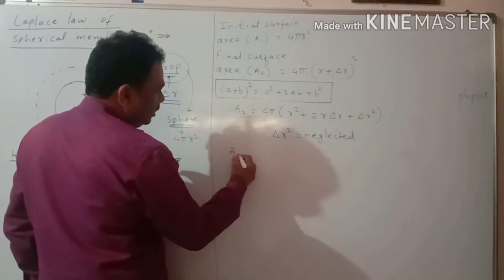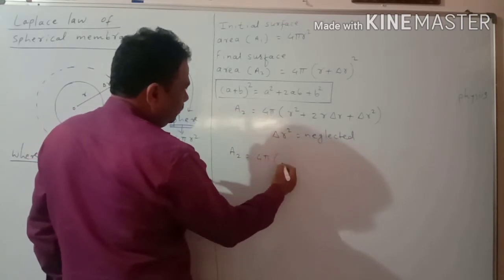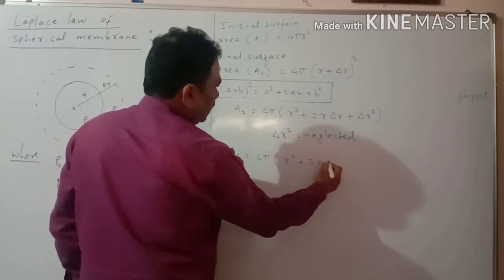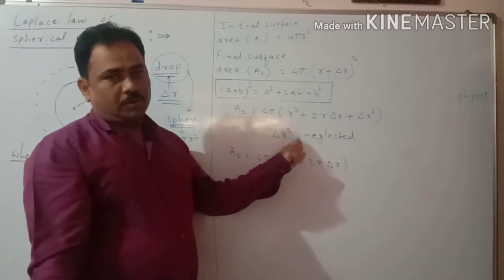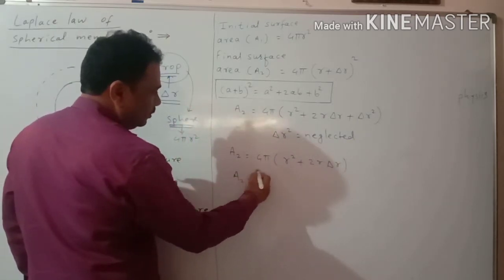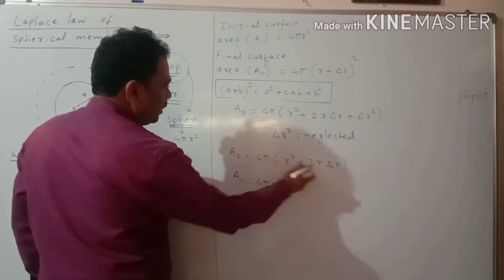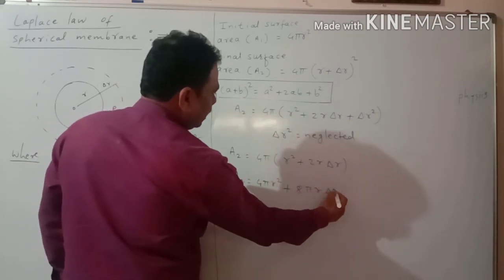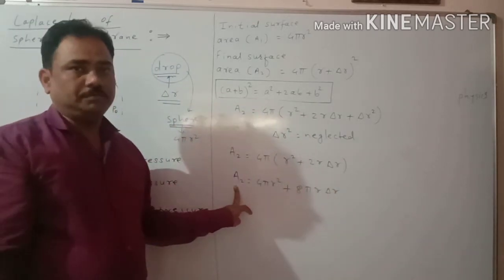So the final surface area we get here is 4π(r² + 2rΔr). This Δr² is very small, due to this it is neglected. So that's why A2 is equal to 4πr² plus 8πrΔr. So this is the final surface area of the liquid drop.